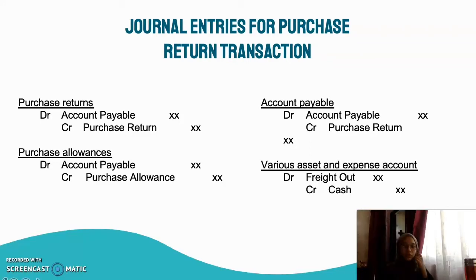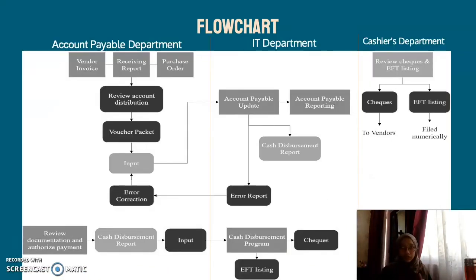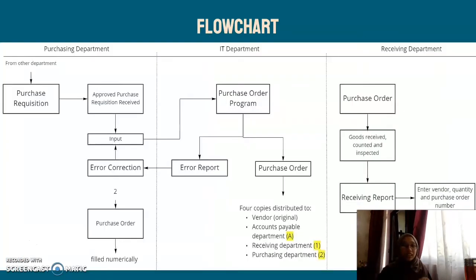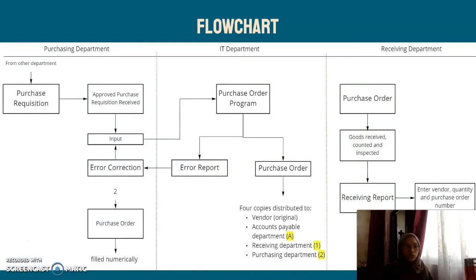So moving on to the flow chart. The next slide is the flow chart. There are 6 departments in the purchase cycle, which are purchasing department, IT department, receiving department, account payable department, IT department again, and cashiers department. So first they will start from the purchase department. The purchase department will receive purchase requisitions from other departments, and they will approve the purchase requisitions received.